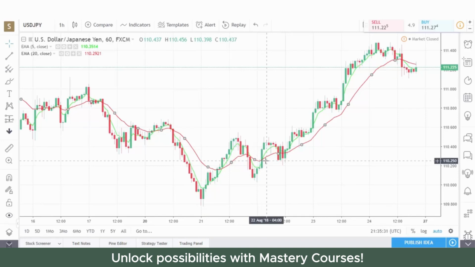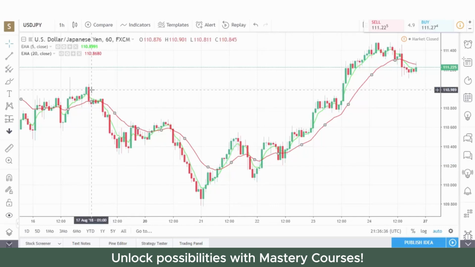So generally, we're going to be using the cross signal along with another signal, such as a relative strength indicator, which we'll talk about later, or a candlestick pattern. So I'll show you a quick example of 2 candlestick patterns to go along with the EMA. And we'll go over these candlestick patterns in more detail later.